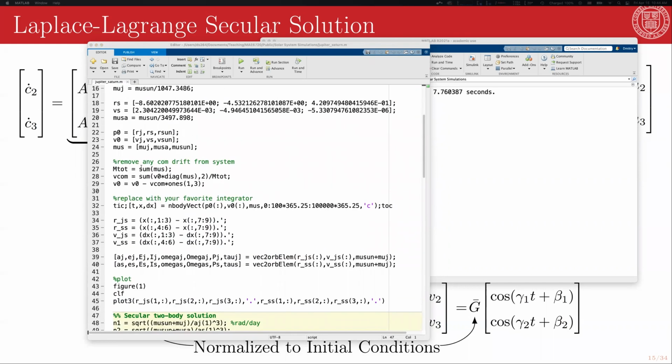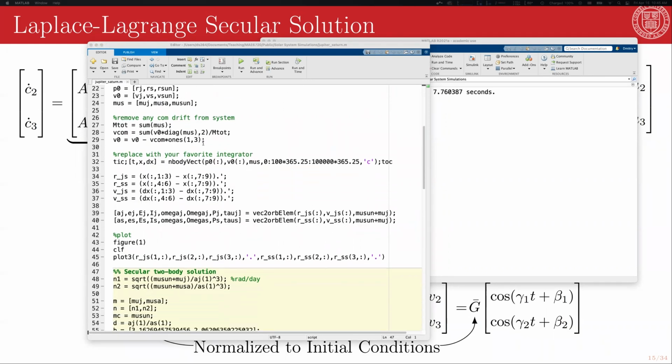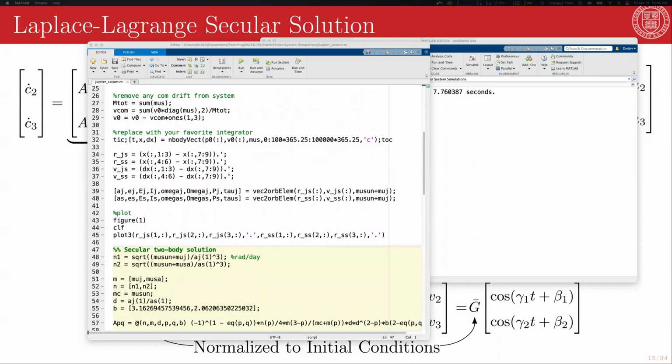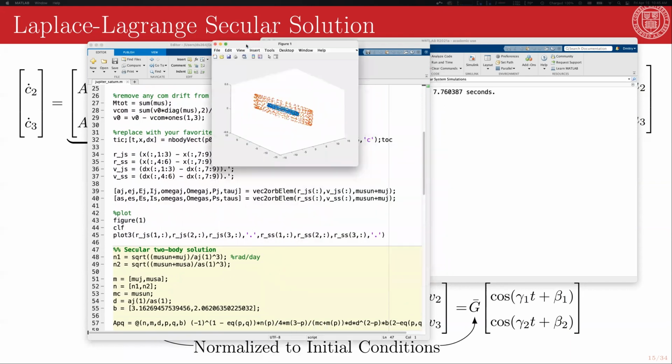We have to remove the linear drift of the center of mass of the system because the Horizons data will include drift due to all of the other masses in the solar system that we are not modeling. So we just get rid of that. And then we numerically integrate and plot the results. And what we get is this.